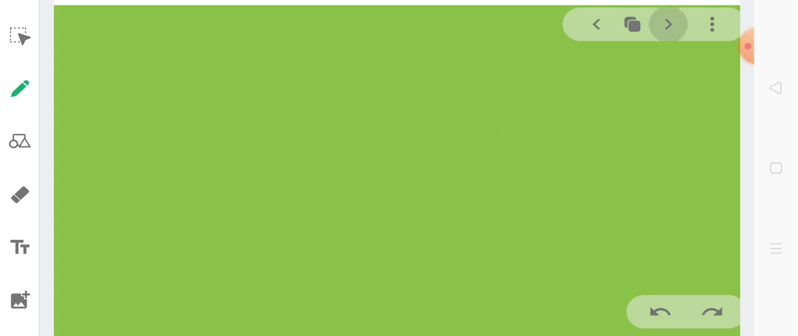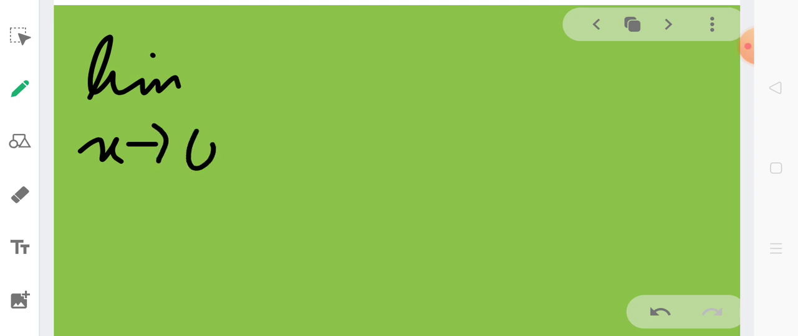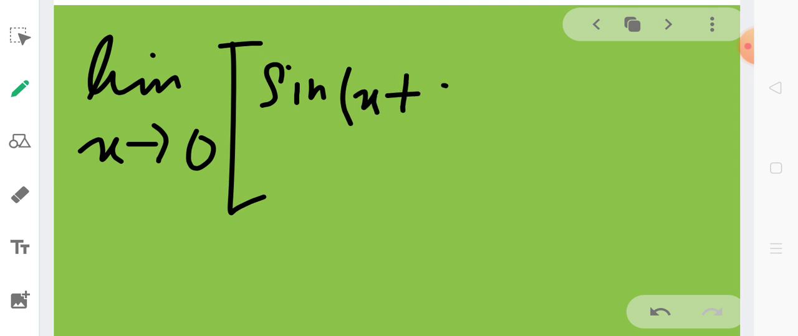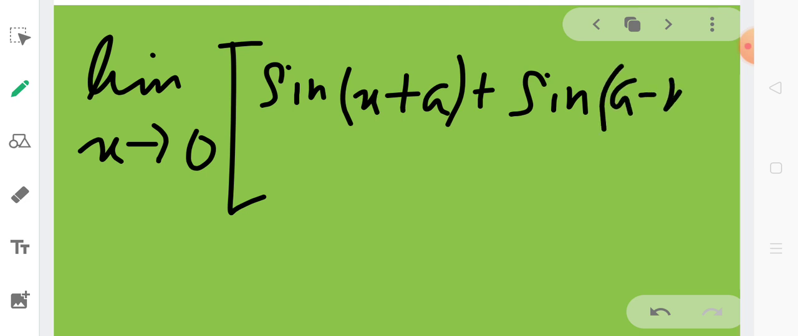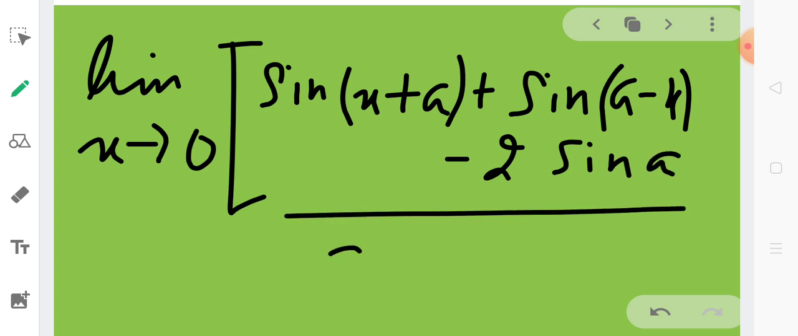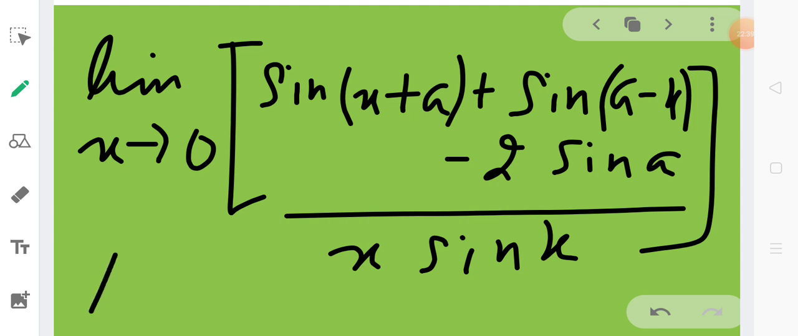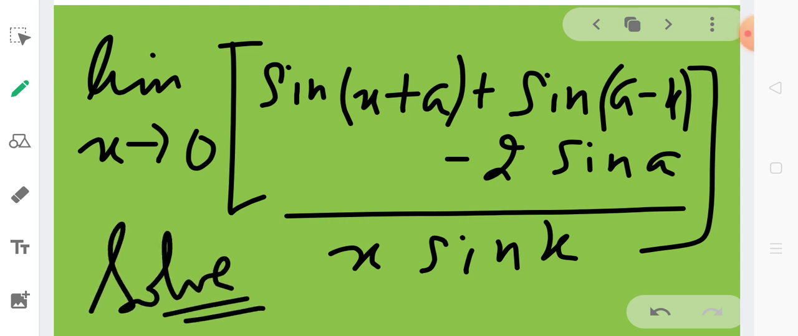Now using a similar method, try to solve this question. You will solve this question. Okay, so we will discuss differentiation in our next class.